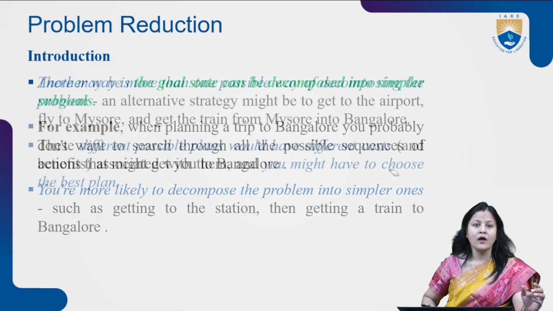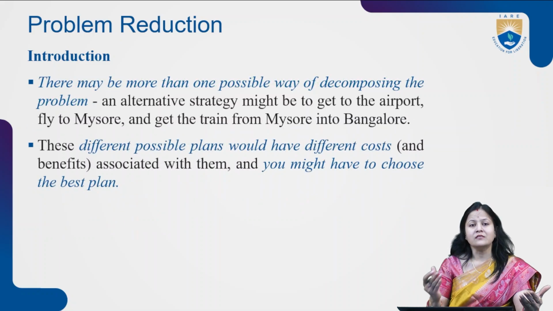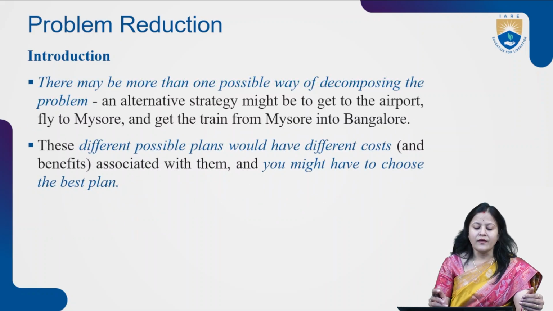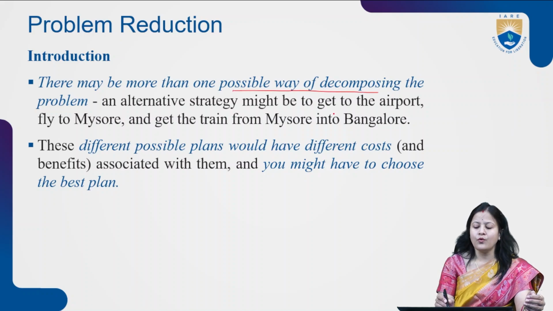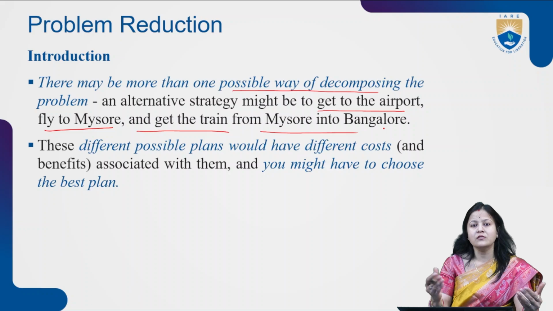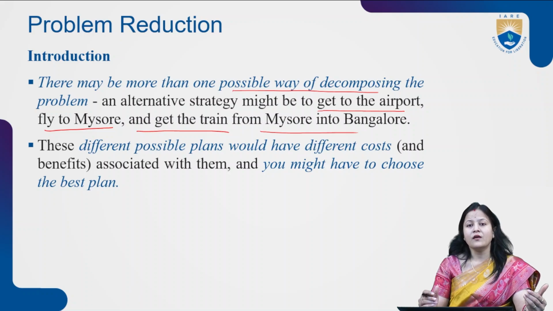So this is one way, or else there may be some other way also. There may be more than one possible way of decomposing the problem. So this is an alternate strategy. We'll go to the airport, then fly to Mysore, then we'll catch the train to Bangalore from Mysore. So this is another way that we can reach Bangalore.